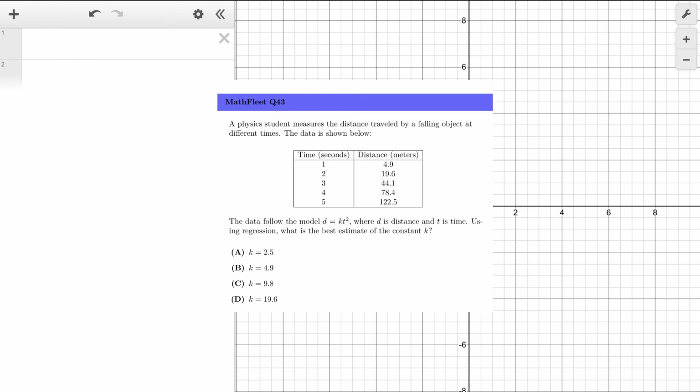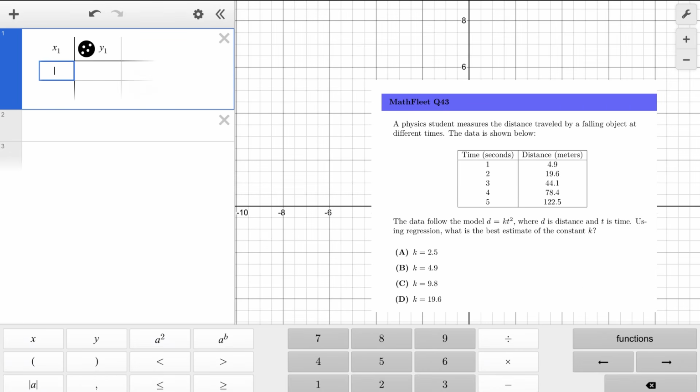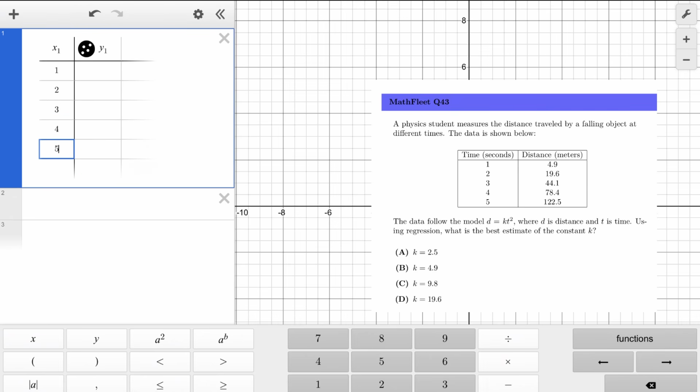Let's make another regression for solving for a constant. We're told distance equals k t squared. That means we expect a quadratic relationship. In Desmos, we enter the table with time as x1 and distance as y1. Then, instead of typing a generic quadratic, we use regression to solve for k.